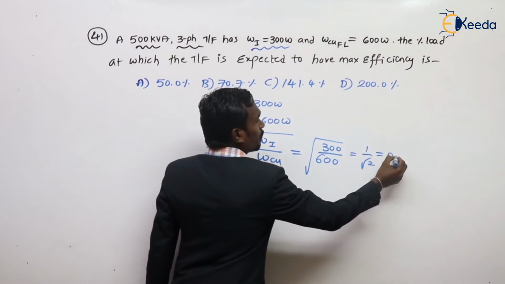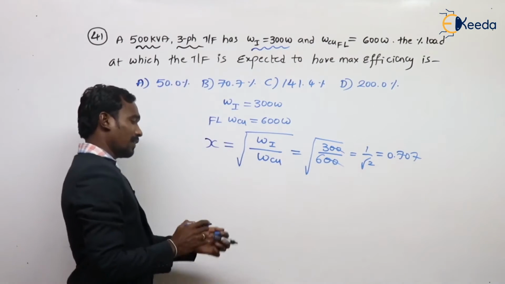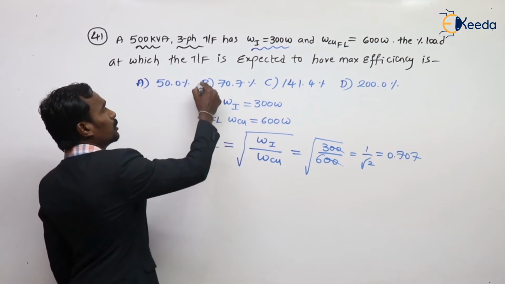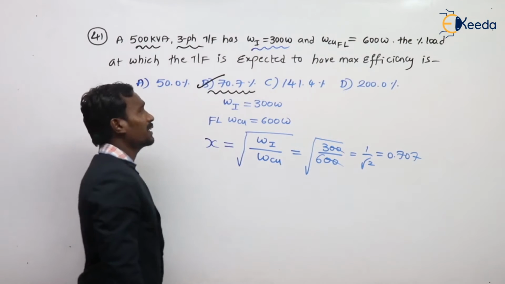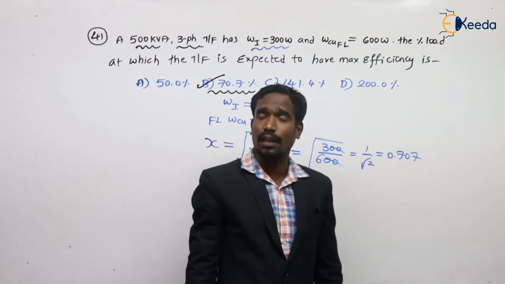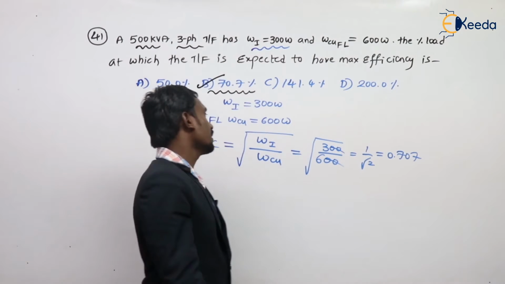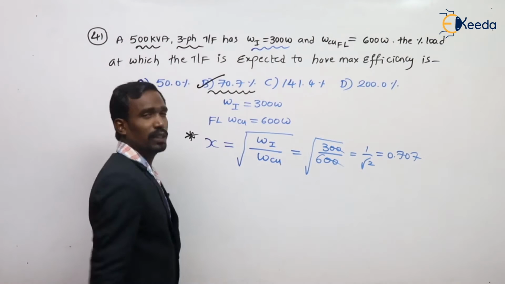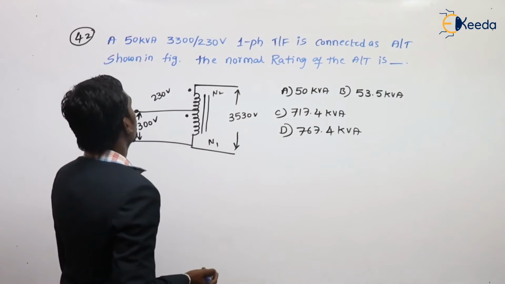1 by root 2 is nothing but 0.707, the X value, which is 70.7%. At 70.7% of load, we can get the maximum efficiency. This is the formula we use many times. Remember, this is a very important formula. Are you okay? Let's see.